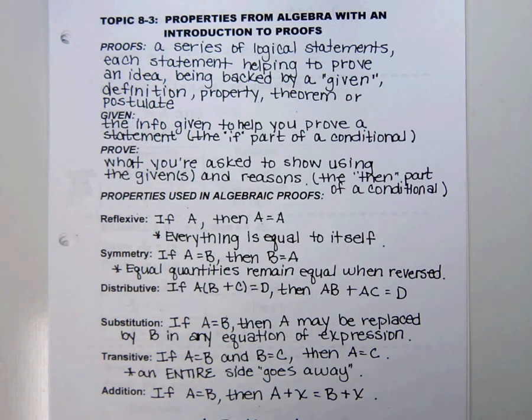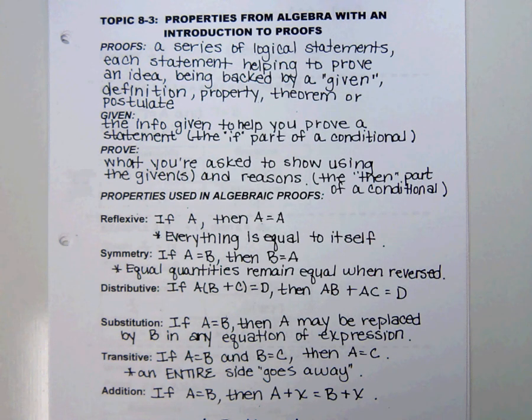We use two-column proofs, you'll see in a minute, where you have the statements on the left side and reasons on the right. And you'll see that always the very first step is a given. Given is the information that helps you prove a statement. It's the if part of a conditional statement. What you're proving, what you're asked to show using the given, is the then part of your conditional statement.